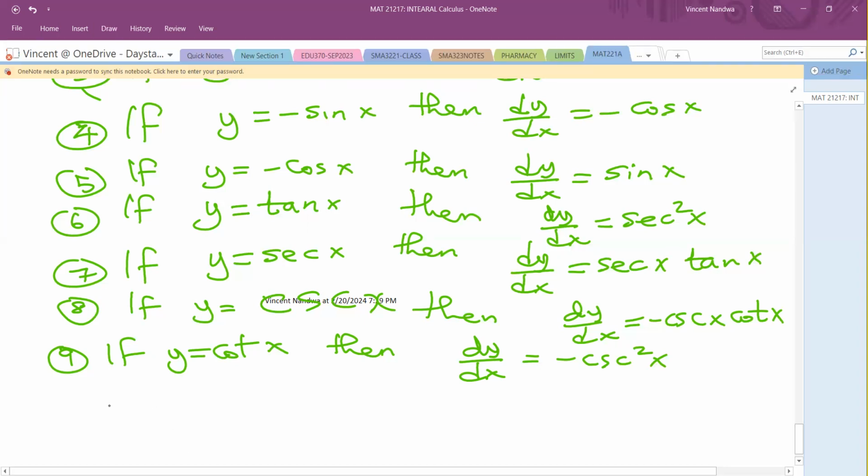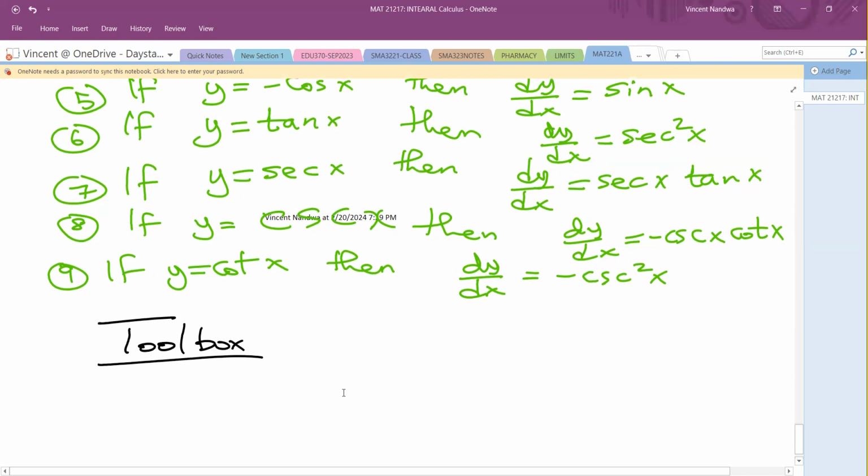So now, let's go back to our toolbox. The first one, integration of e power x. I want you to tell me a function whose derivative is e power x. From that list, the answer will be a function whose derivative remains e power x, and you remember to add the constant of integration because this is an indefinite integral.